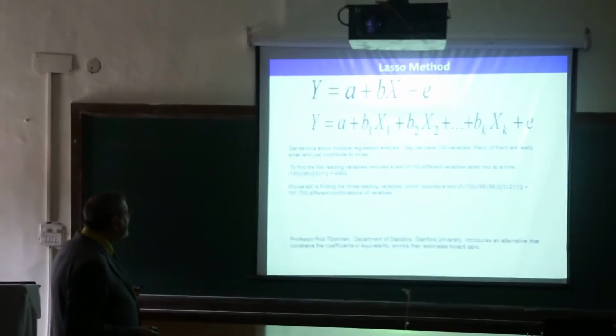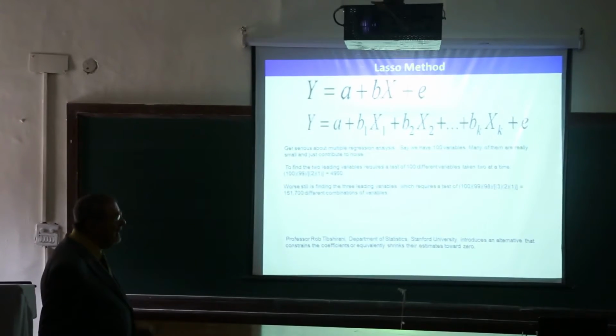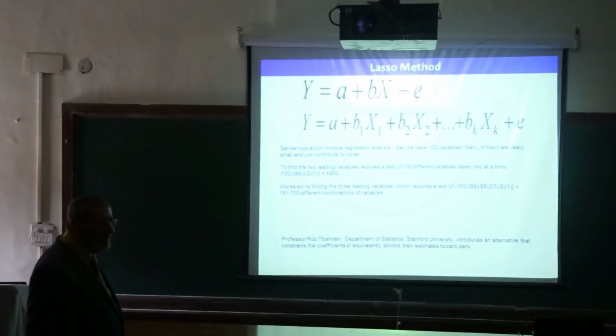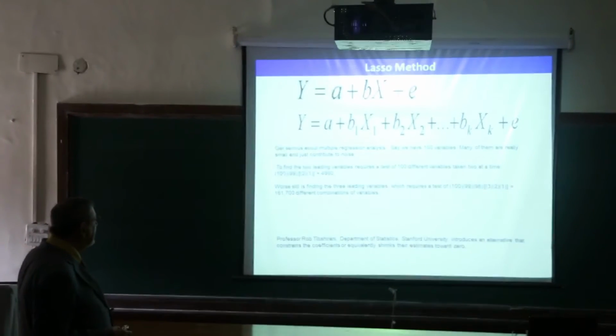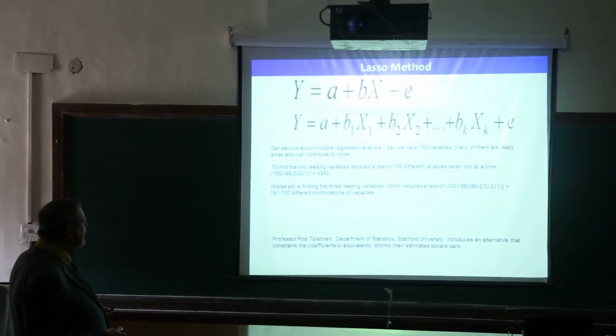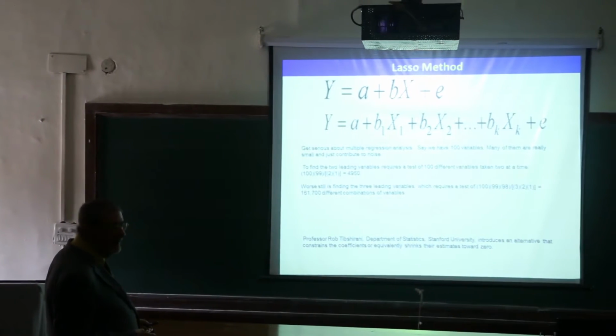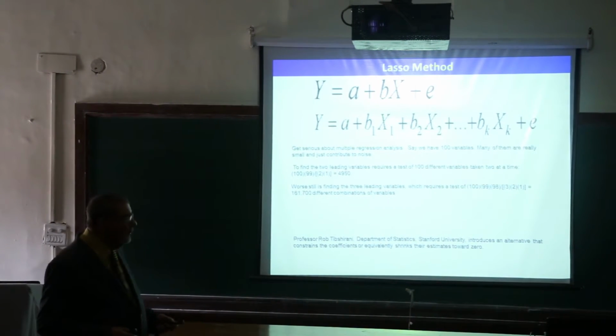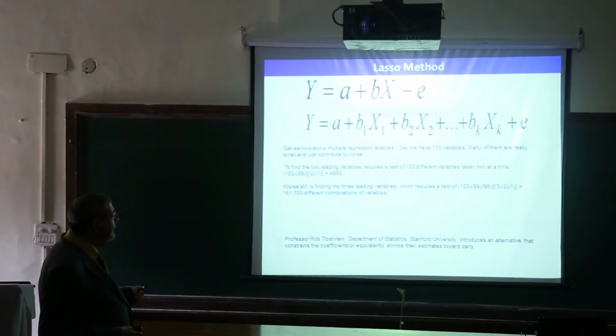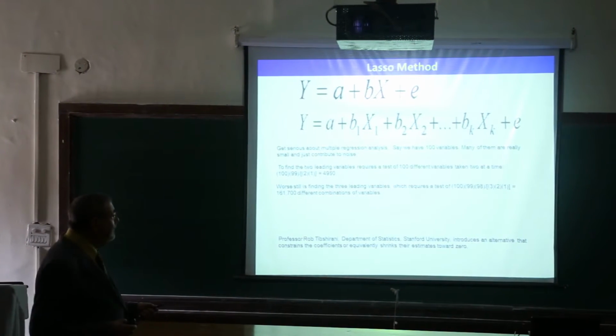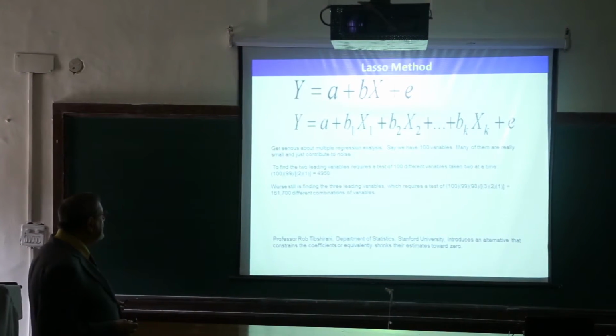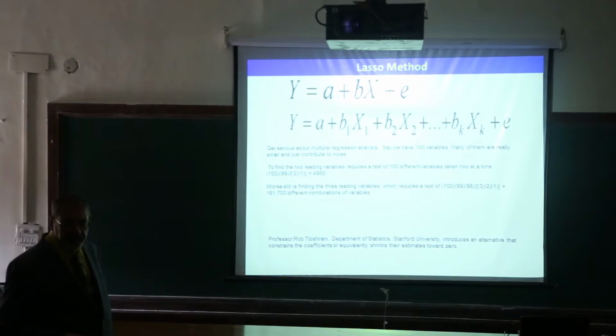We try to get an answer based on all these different things that we've looked at, all these compounds. Some go up, some go down. So let's get serious about multiple regression analysis and try to figure out what to do. Suppose you have 100 different variables. That's the type of thing I'm looking at. Many of them are really small and just contribute to noise.